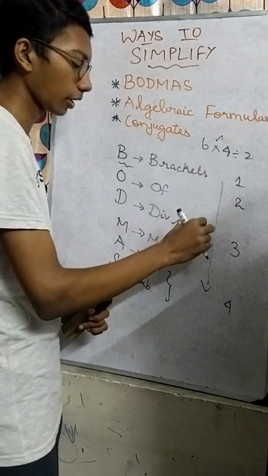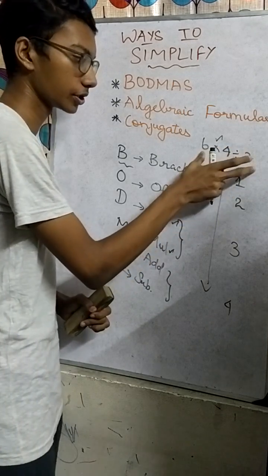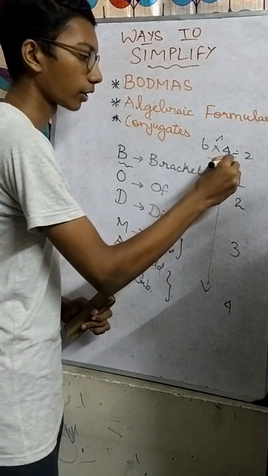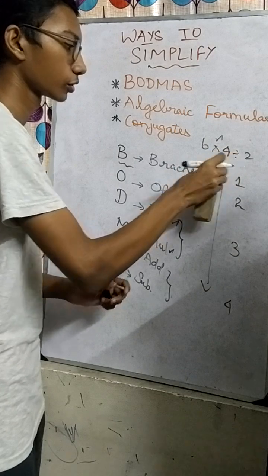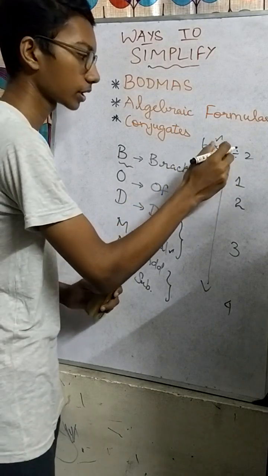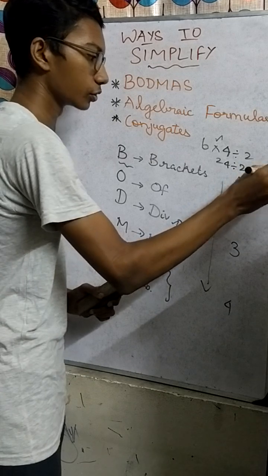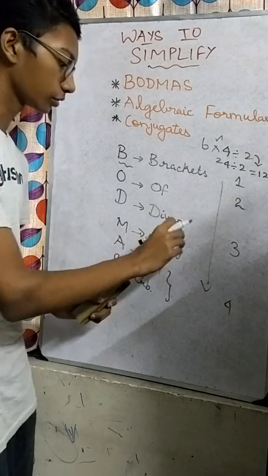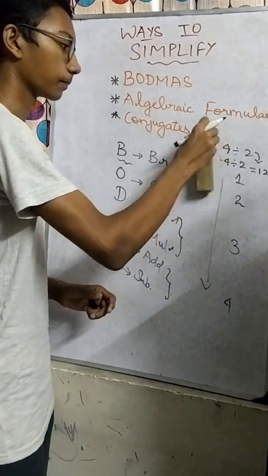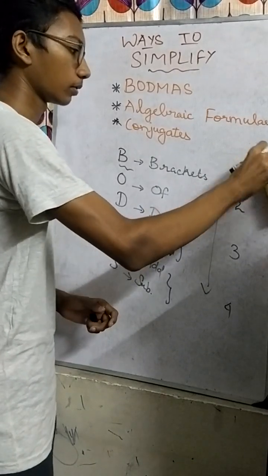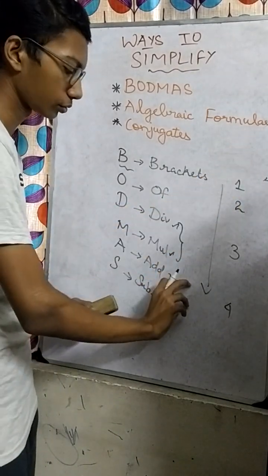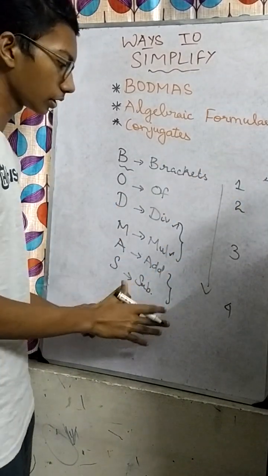The reason is, if we have multiplication and division in the same expression, we need to go from left to right. So to solve this, first we multiply. 6 times 4 is 24. Then divide by 2, and we get 12. So the answer is 12. This is the thing with division and multiplication. It is the same for addition and subtraction too. So this is the thing with BODMAS.